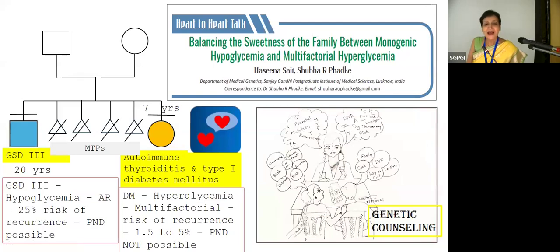But when I asked, do they want to know anything else? Then they said, we are really worried and we want to have one child without both the diseases. So they wanted prenatal testing. We were very happy. For GSD we can do prenatal easily. But for diabetes, we said we cannot give prenatal. But the risk of recurrence is very less, especially at a younger age. With age, it may increase.